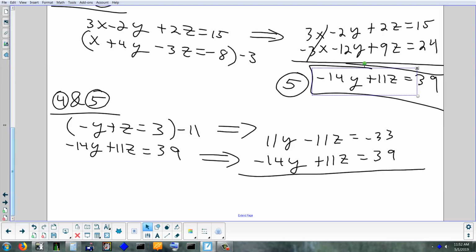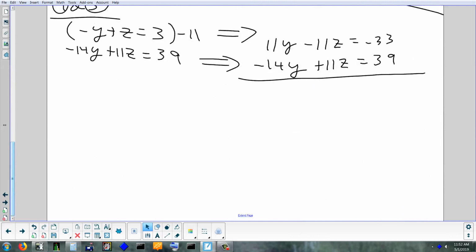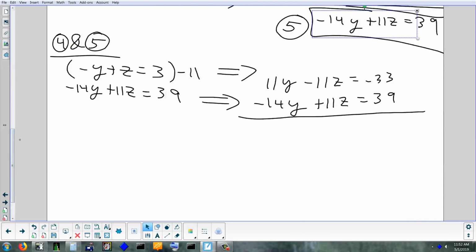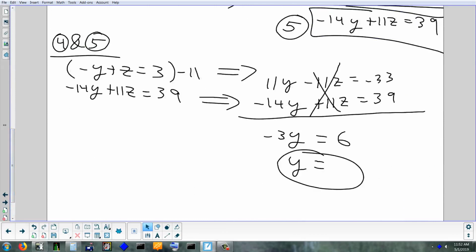So now, even though we don't even have an answer yet, we've already done like 80% of the work in this problem. Once you get the first answer, all the other ones come very, very fast. So we're like 75% of the way done. All right. What's 11 plus negative 14? Negative 3y. The z's are gone. And what's negative 33 plus 39? 6. So, what does y equal?